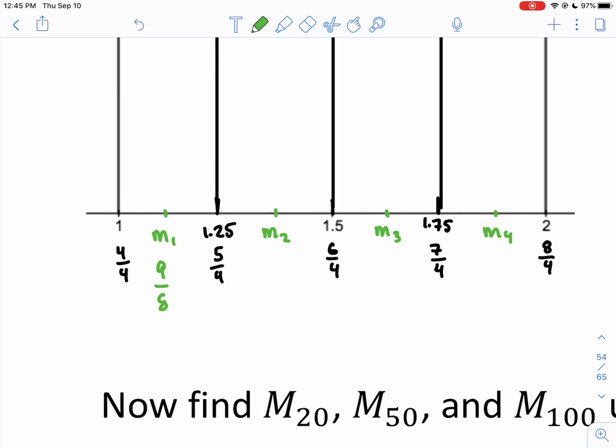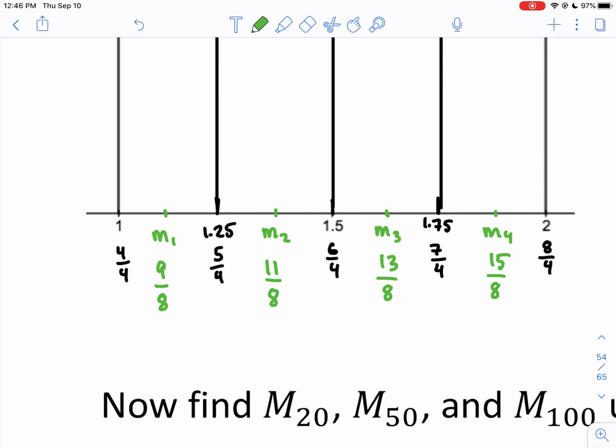So the first midpoint has coordinates 9/8. Now add these two, we get 11/4 divided by 2, 11/8. Here we get 13/8, and here we get 15/8. Notice that to go from midpoint to midpoint, this is still the same width as delta x.